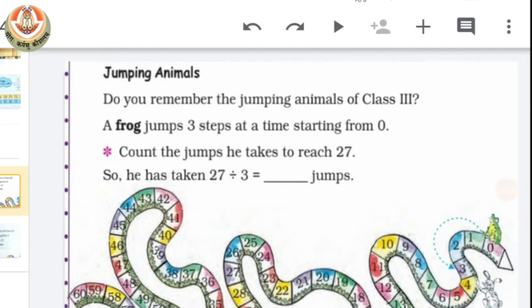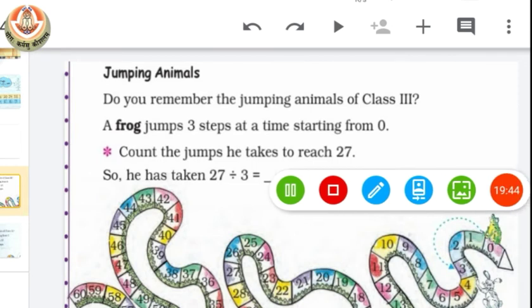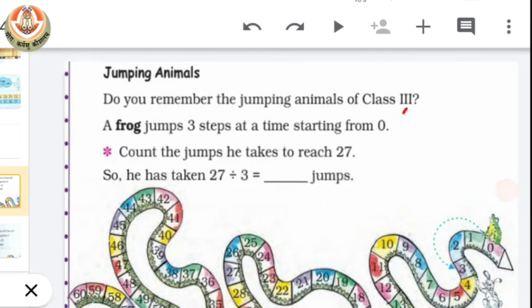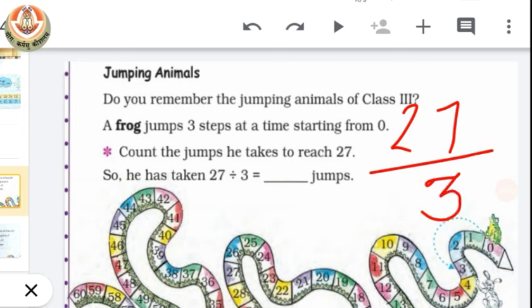Here, jumping animals. Do you remember the jumping animals in class 3? A frog jumps 3 steps at a time, starting from 0. Count the jumps he takes to reach 27. We all know that a frog jumps 3 steps at a time. So we have to answer how many jumps he takes to reach 27. That means we have to divide 27 by 3. So our answer is 9 jumps.